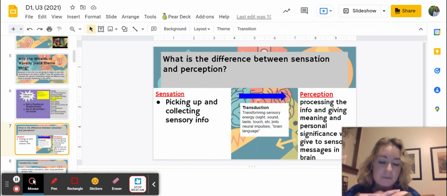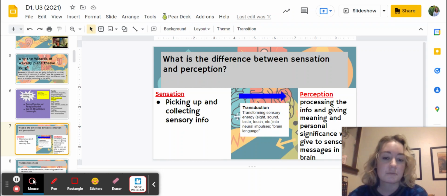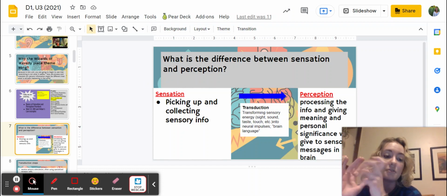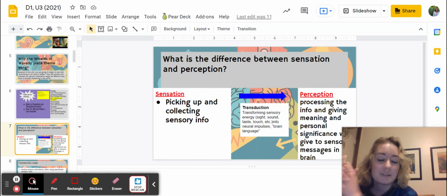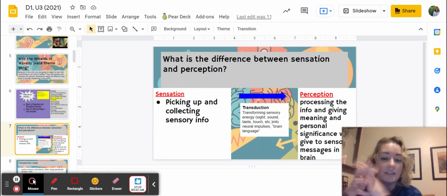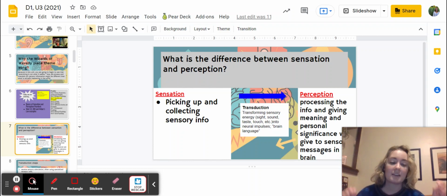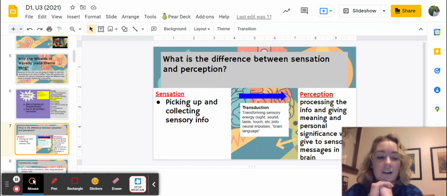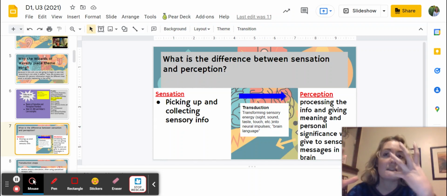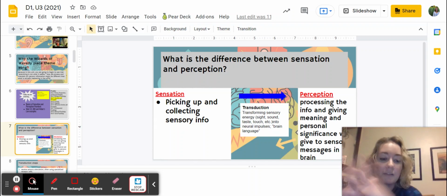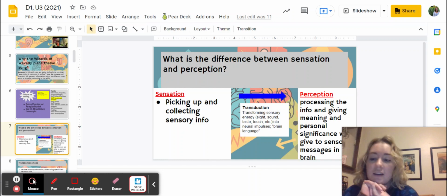Then, before we get to perception, we have to do something called transduction. And I would star this word a bunch because it's really important. So, transduction is basically taking the senses from the real world and turning it into a brain language, so your brain can understand it and process it, right? Because if we touch something, if we taste something, those have to be changed so they can be formatted in a way that our brain understands them.